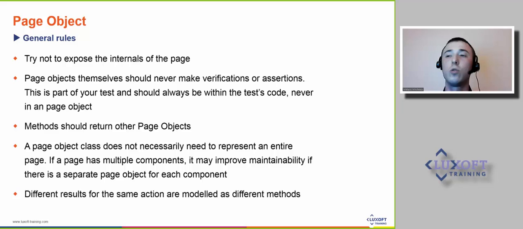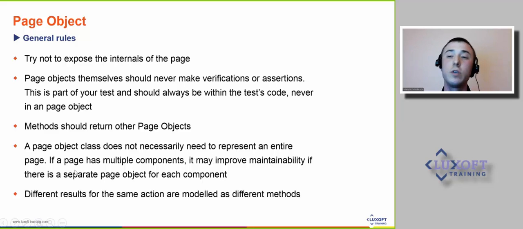Methods should return other page objects. It's actually as it's used in the classic page object. So all methods in the page object classes should return other page objects or themselves. So for example, the login method, as we expect that we will log in, should return the home page class.